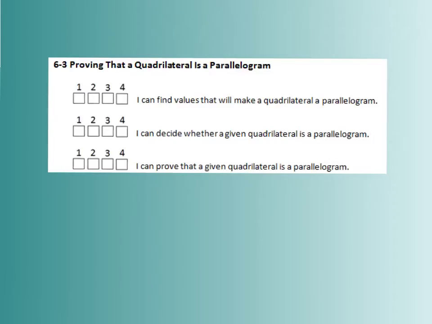This is proving that a quadrilateral is a parallelogram. So in this section we have 3 different objectives. The first one is you can find values that will make a quadrilateral a parallelogram. The next one is you can decide whether a given quadrilateral is a parallelogram. And the last one is you can prove that a quadrilateral is a parallelogram.